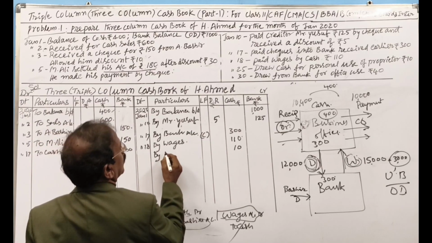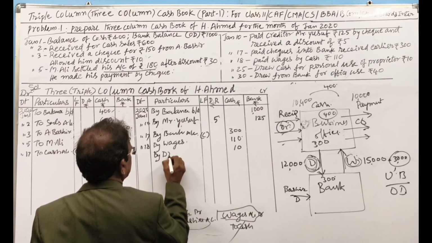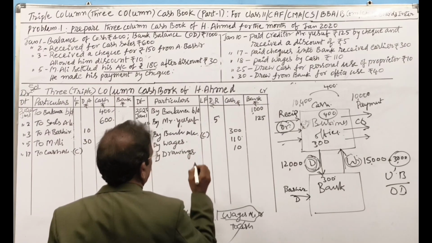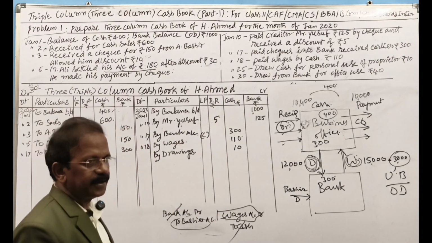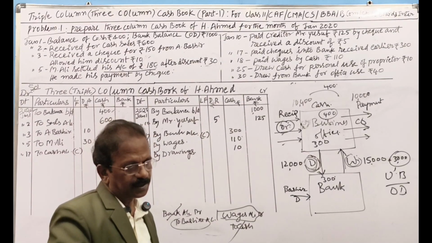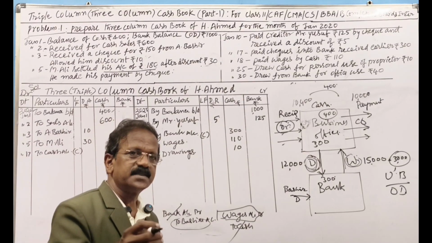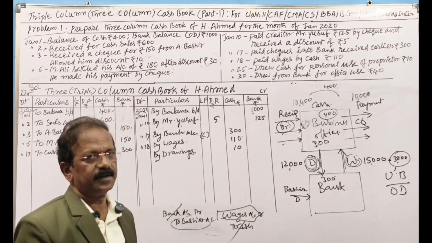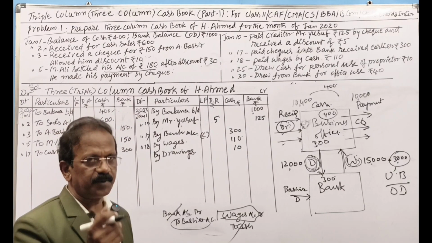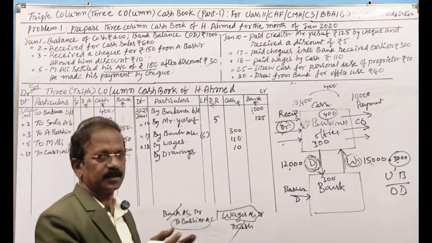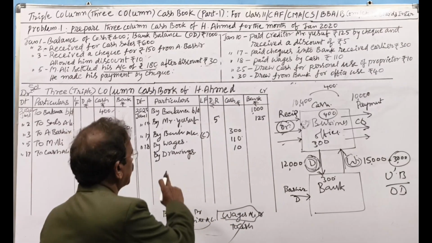By drawings account. Why by drawings account? Whenever the proprietor takes any amount from the office, that goes to his home and he spends it on personal expenses, drawings must be debited. The entry is drawings account debit to cash account. Since you are entering in the cash book, cash you cancel and by drawings you have to write.